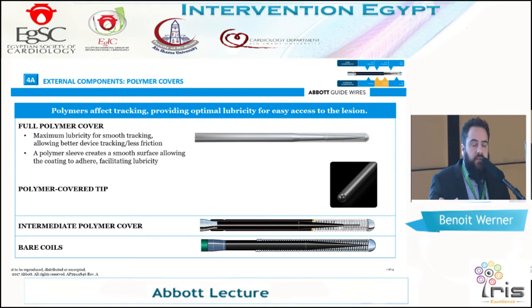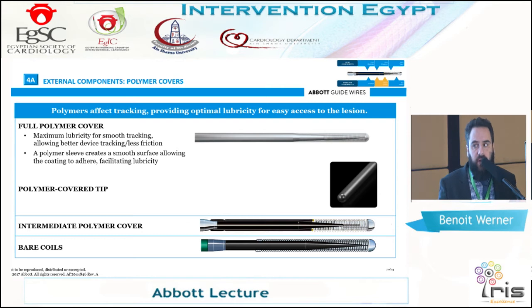On the other hand, always it's a balance. You can sometimes lose the tactile feedback you have with bare coils. Bare coils means that the coils are really exposed on the wire, and this helps you to have tactile feedback during the navigation. So you have those two possibilities. And in the middle you have the intermediate polymer cover, which is bare coil, so you keep the tactile feedback, and on the other hand you still have some lubricity and ease of sliding.